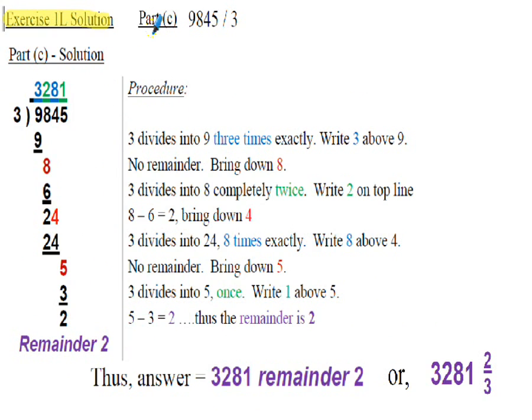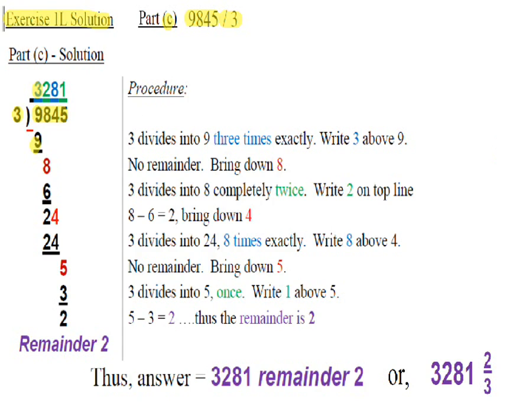Exercise 1L solution, part C. We're asked to calculate 9,845 divided by 3. So structuring our long division solution, that's 9,845 divided by 3. So how many times does 3 divide into 9? It goes 3 times exactly. 3 times 3 is 9.